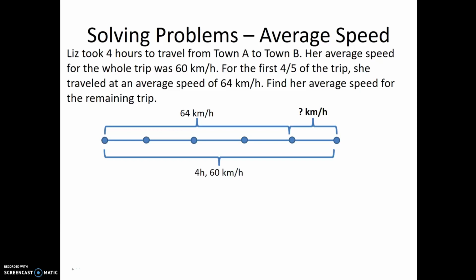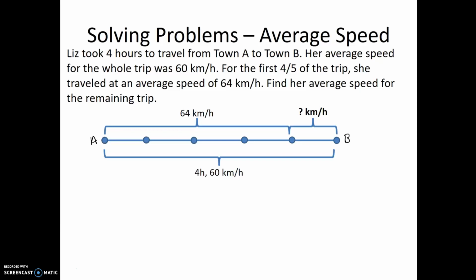Alright, Liz took 4 hours to travel from town A to town B. Her average speed for the whole trip was 60 kilometers per hour. For the first 4/5 of the trip, she traveled at an average speed of 64 kilometers per hour. Find her average speed for the remaining trip.